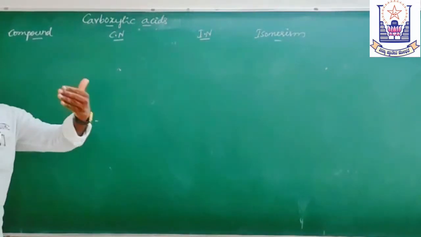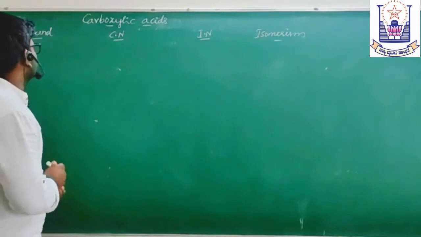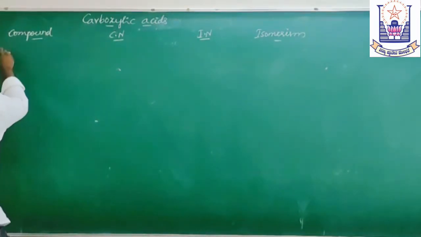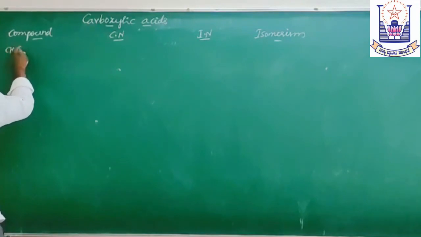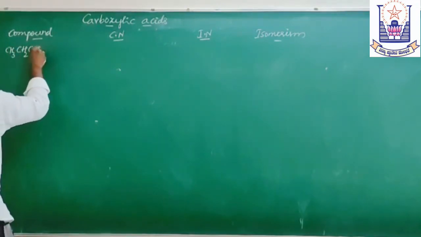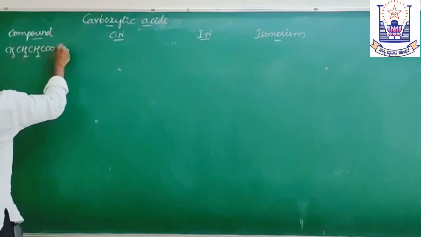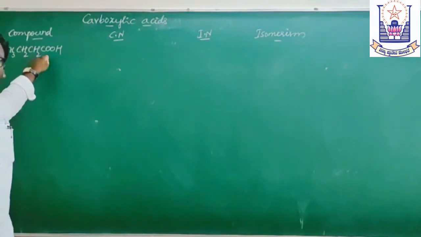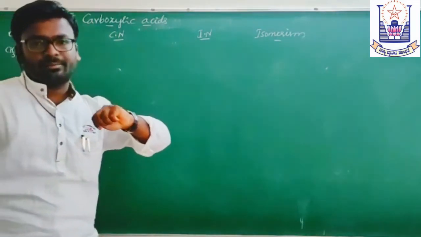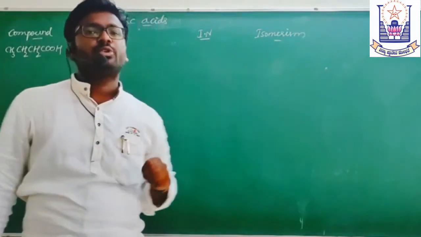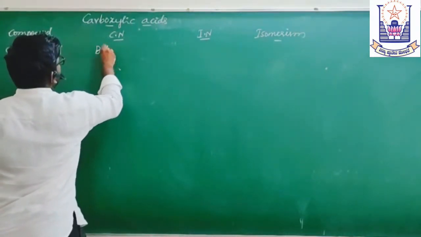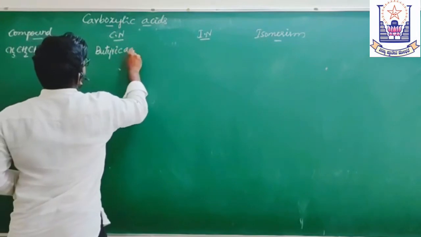Now let us discuss a few more compounds. The next compound is butyric acid, with 4 carbon atoms: CH3, CH2, CH2, COOH. This compound is present in butter. That is why it is called butyric acid in the common system.